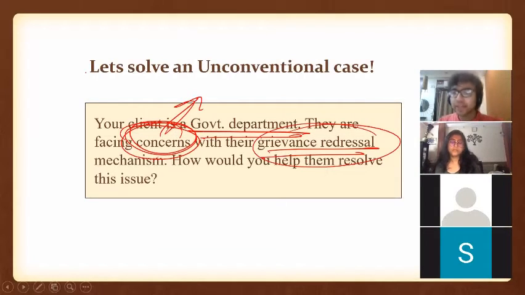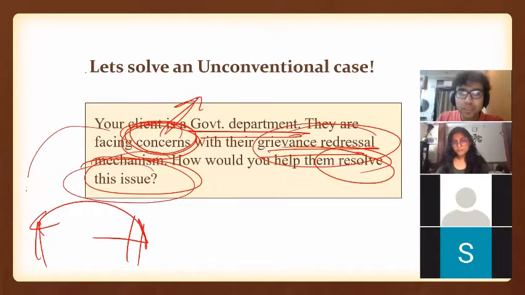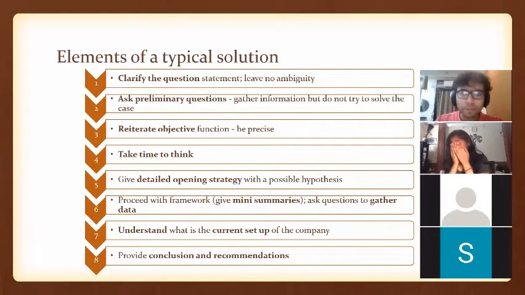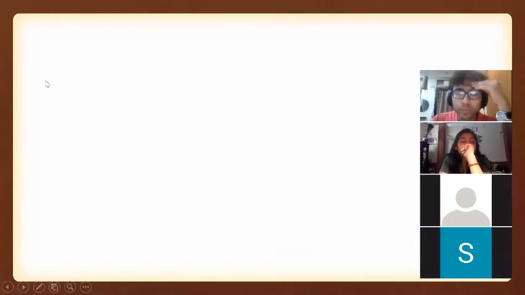Understand what the grievance redressal mechanism is, what the process is like, and how you would help them resolve this issue. Again, it's the concept of the bridge, right? The concern is here, the resolution is here, and I have to understand where I have to end up. So again, we've covered, let's say, the first 2 steps, and then we have to do the rest. So what do we do in a case like this?